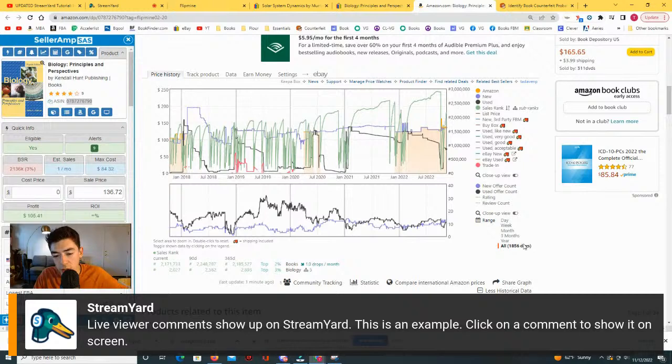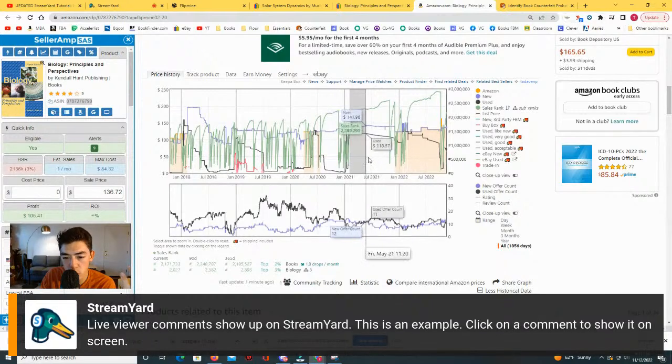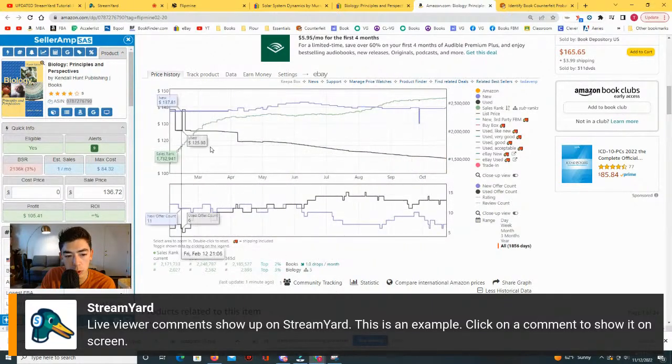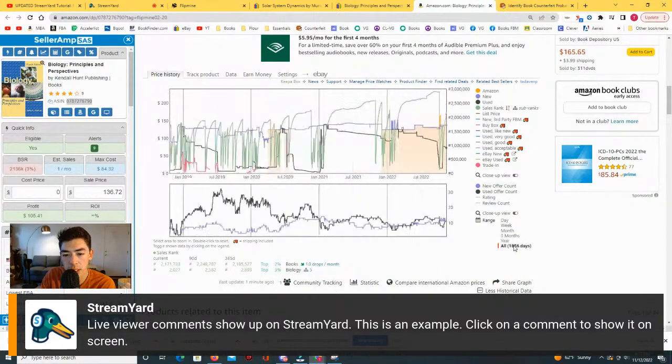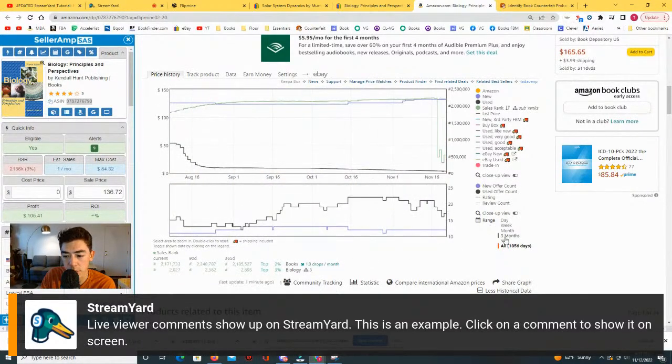Now, one thing that you should always do is look at the entire breadth of data, the entire history, because it just gives you more information to piece together what's happening with this book. And if you look, same sort of thing happened last year where you saw this huge period of time where the book didn't sell. And it looks like that's a pattern of this book, that there's times where it doesn't sell.